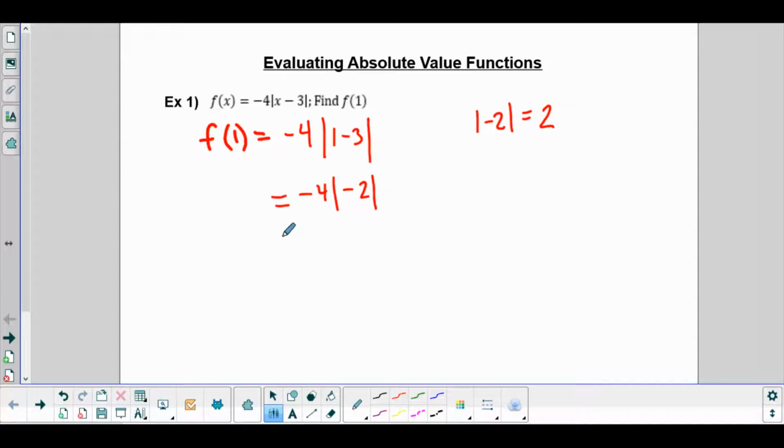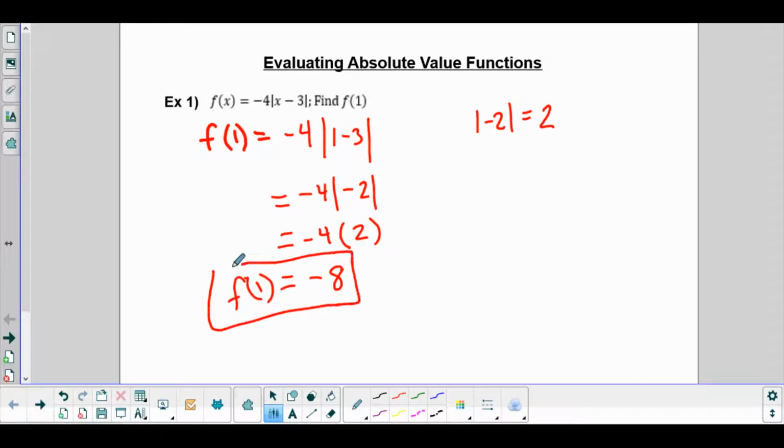So the way we're going to show this is we're going to write negative 4. We're going to use parentheses, and we're going to change this negative 2 to positive 2, because the absolute value of negative 2 is positive 2. So you need to use parentheses when you're substituting in after you take the absolute value of the number that's inside there. And then we're just going to multiply. So negative 4 times 2 is negative 8. So what this says is f of 1 is negative 8.